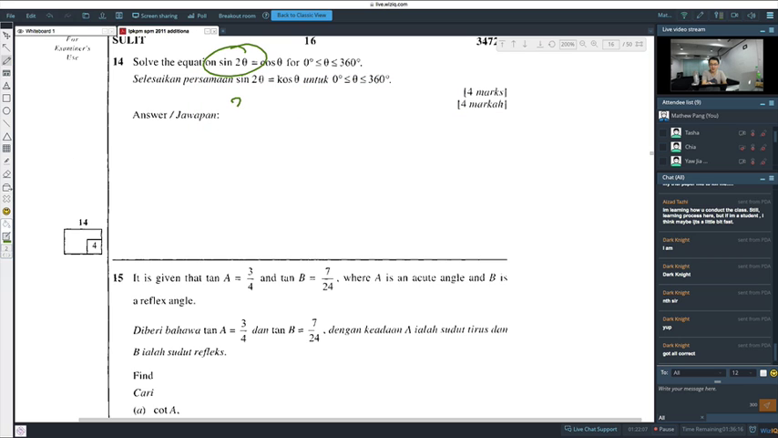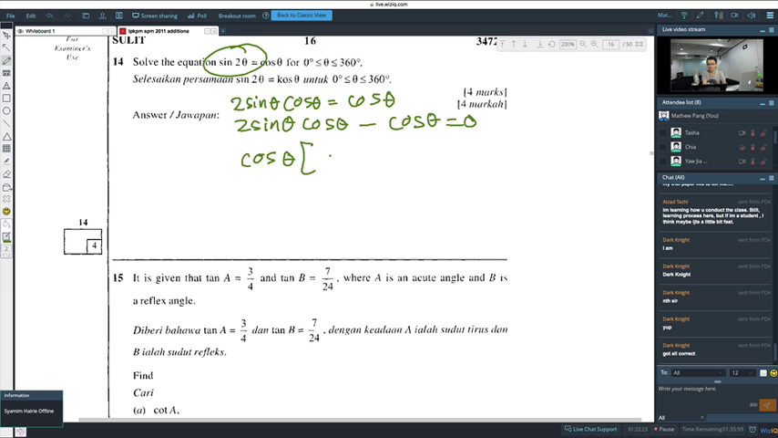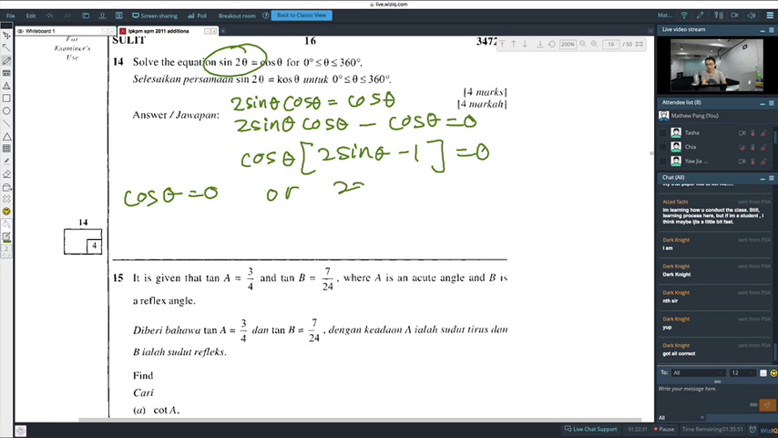So normally, this is 2 sine delta cos delta equals to cos delta. Since they cannot divide, I will move to one side, and then I will factorize it out. Minus cos delta equals to 0. And then I factorize out the cos delta: cos delta times (2 sine delta minus 1) equals to 0. Then I will have cos delta equals to 0, or 2 sine delta minus 1 equals to 0.